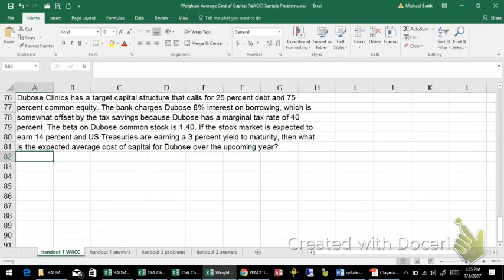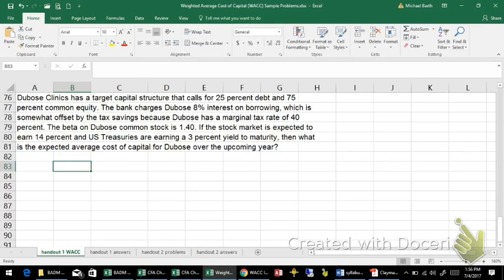All right, in this problem we're given some information on Dubose Clinic's target capital structure, which is 25% debt, 75% equity. The debt is made up of bank borrowing, and they pay 8% on their borrowing. That's pre-tax. And then we're given some information on the beta and rate of return on U.S. Treasuries. We can calculate the cost of equity using the capital asset pricing model.